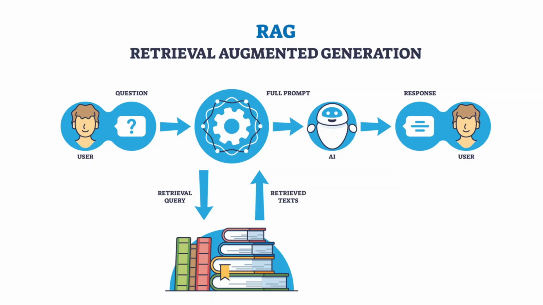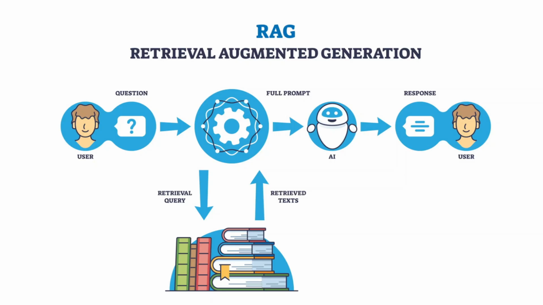So, with a RAG system, when a user asks a question, the RAG system sends that question to a knowledge base and gets the relevant documents that are related to that question. It then augments the question with these retrieved documents and sends it to an LLM. The LLM, with the context in the retrieved text, will be able to answer the question.